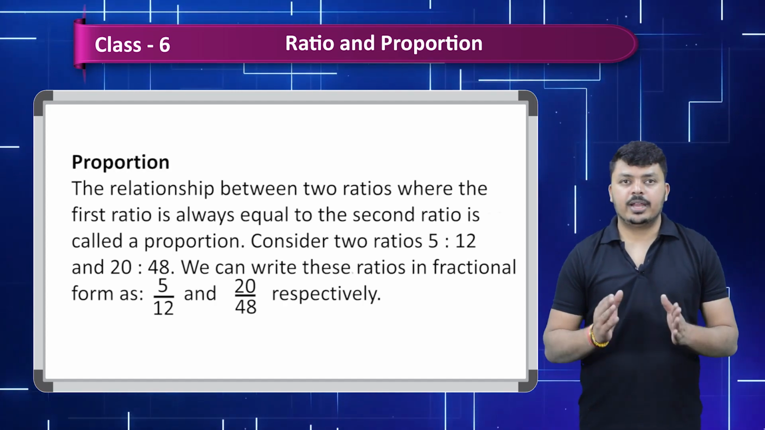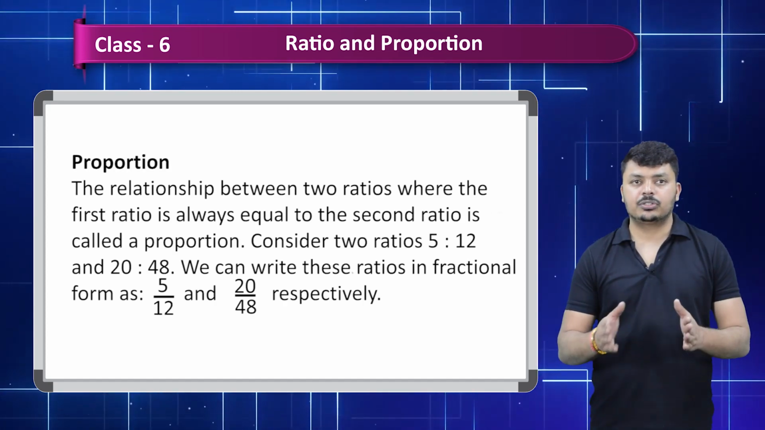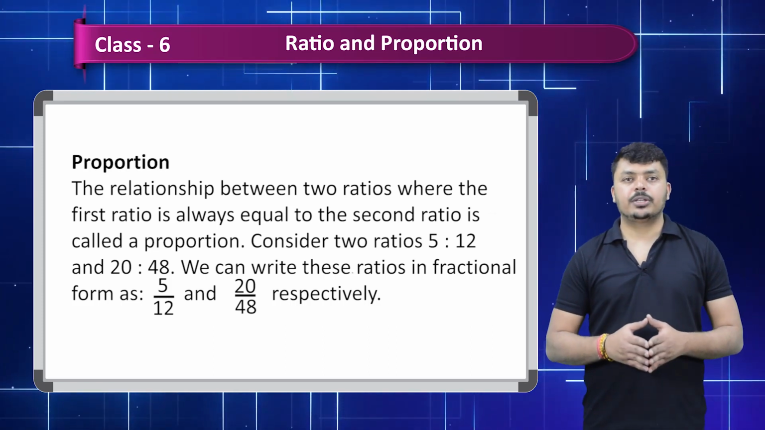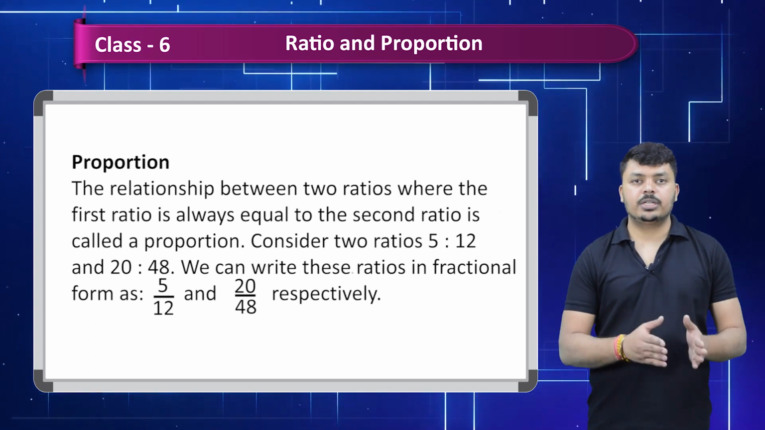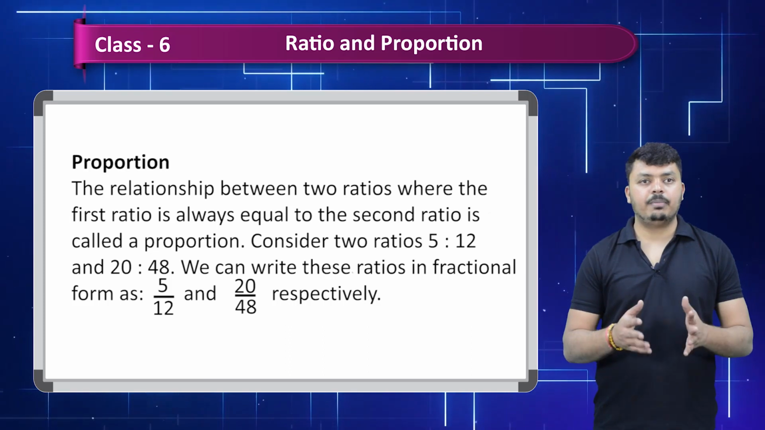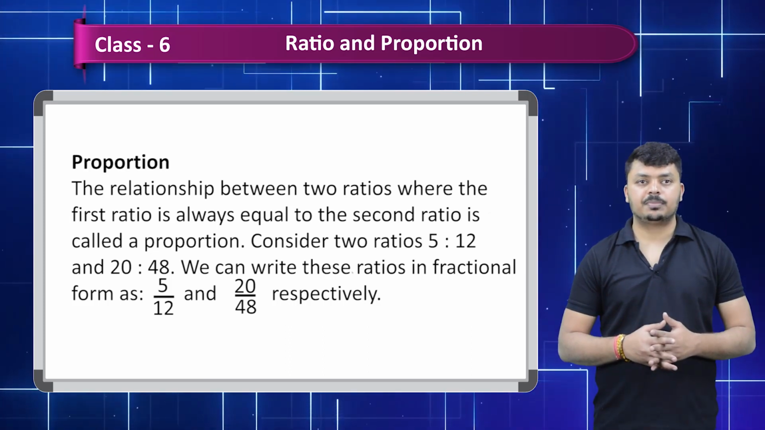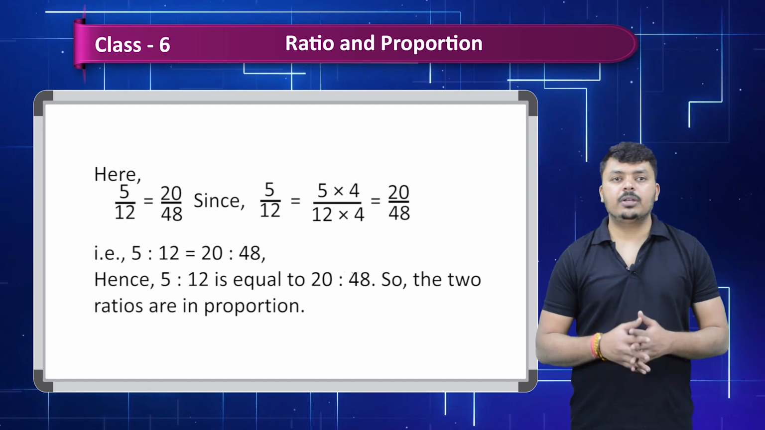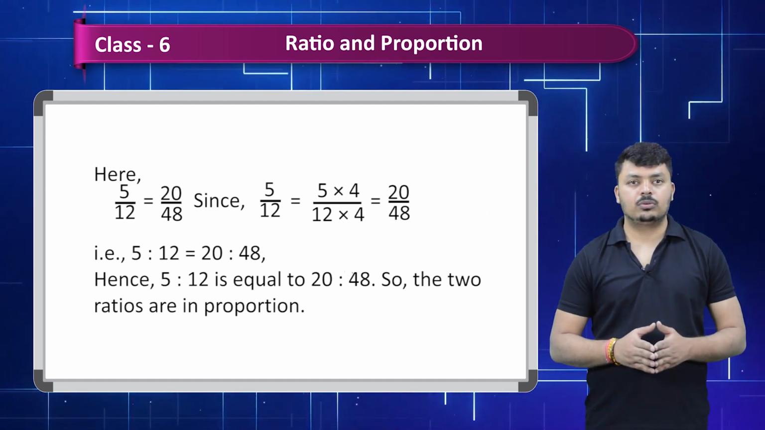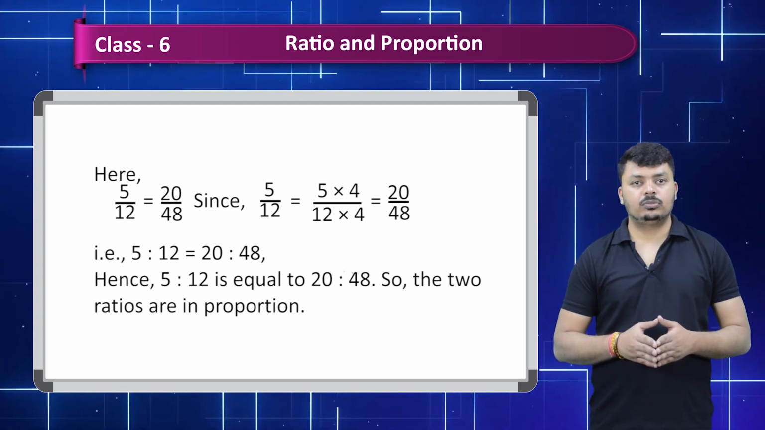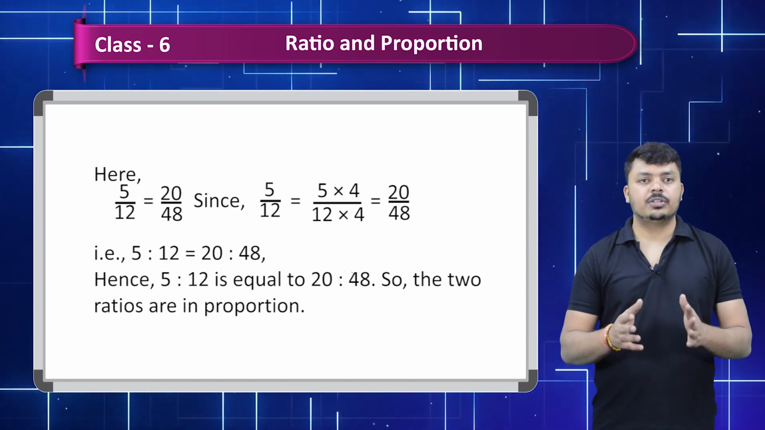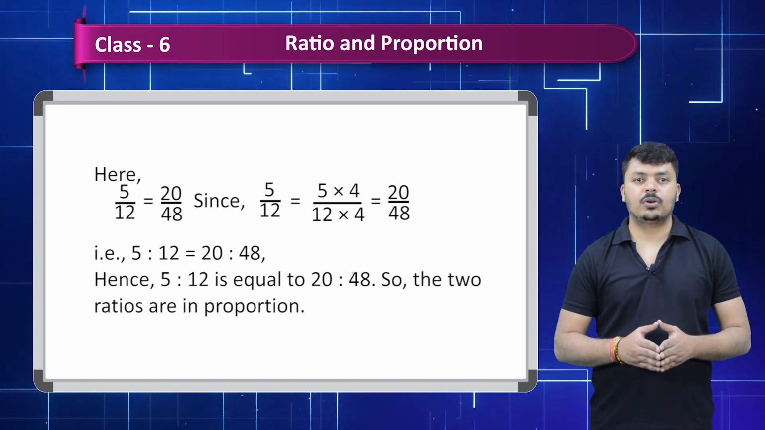Proportion. The relationship between two ratios where the first ratio is always equal to the second ratio is called a proportion. Consider two ratios 5:12 and 20:48. We can write these ratios in fractional form as 5/12 and 20/48 respectively. Here 5/12 is equal to 20/48 since 5/12 is equal to 5 multiplied by 4 upon 12 multiplied by 4 equals 20/48. That is, 5:12 is equal to 20:48.